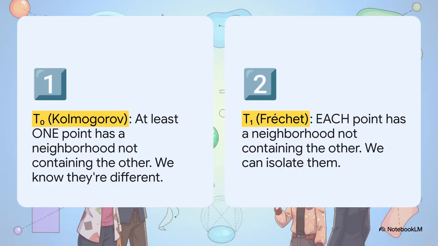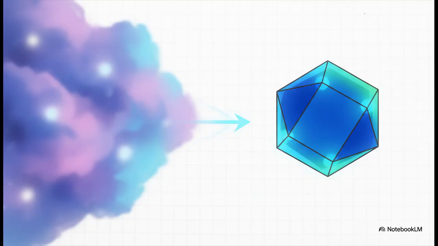But okay, that was T0. The real upgrade comes with T1, the Fréchet axiom. Remember how T0 was kind of one-sided? Well, T1 introduces symmetry. Now, for our two points A and B, you can find a neighborhood around A that doesn't contain B, and you can find a neighborhood around B that doesn't contain A. See the difference? Now, each point can be isolated from the other. It's a two-way street.